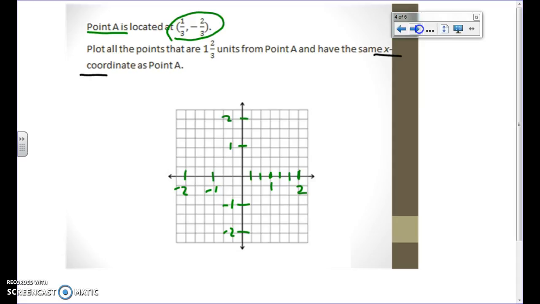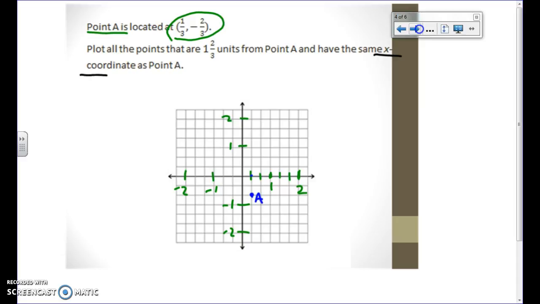All right, and so in this case, point A is located at 1/3, -2/3. So I'm going to go 1/3 in the positive direction and 2/3 in the negative direction. So that's where point A is located. The question asks to plot all the points that are 1 2/3 from point A.